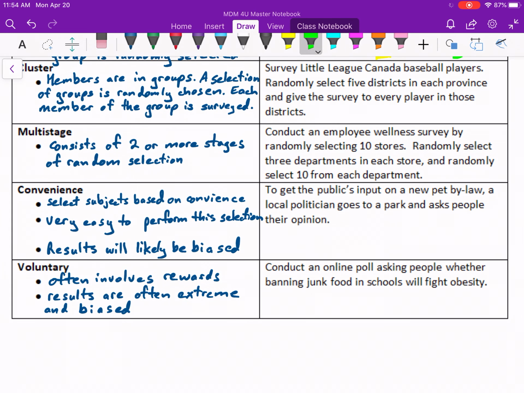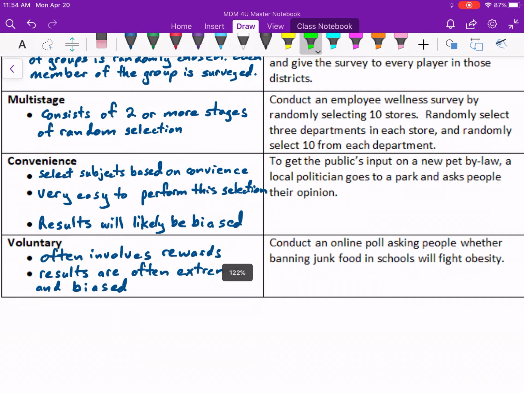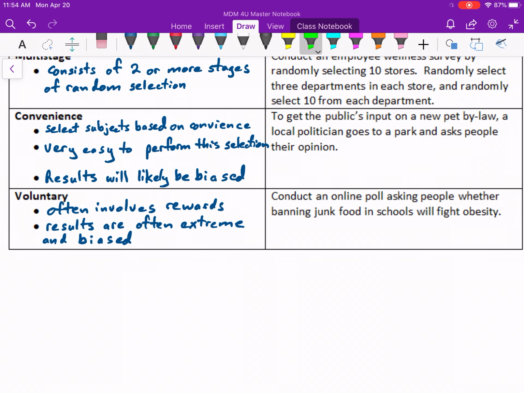Multi-stage consists of 2 or more stages. In this example, if it's at a business, they randomly select stores, and then within the stores they randomly select departments, and then in the departments they randomly select people. So that's the idea of the multi-stage. Those are all decent ways of collecting samples. The last 2 are not super good, but they have their place.